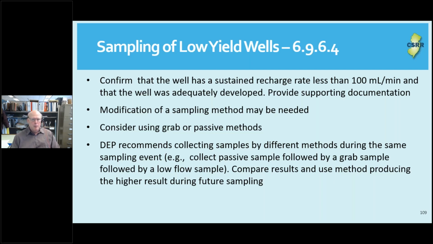To address this problem, DEP recommends that samples be collected by multiple sampling methods during a common sampling event. The results of that sampling event should be compared to determine what method generated the highest contaminant concentration.